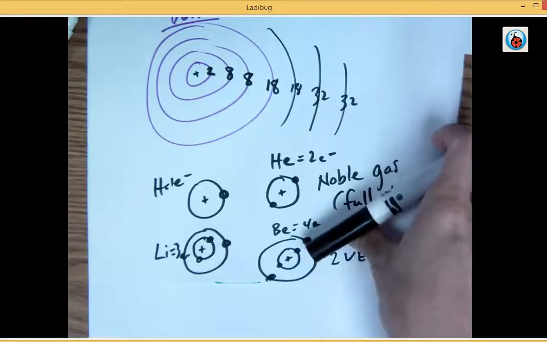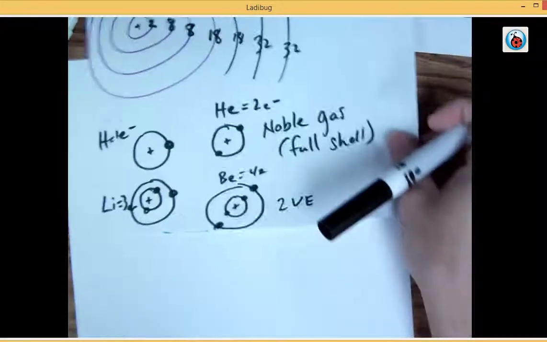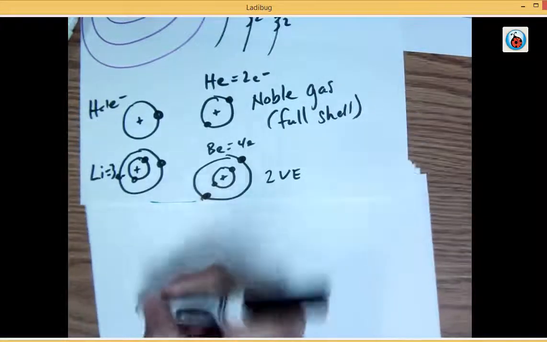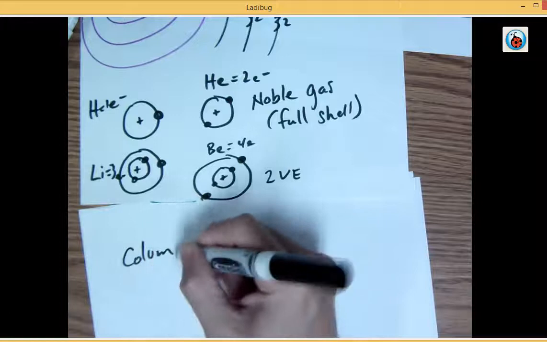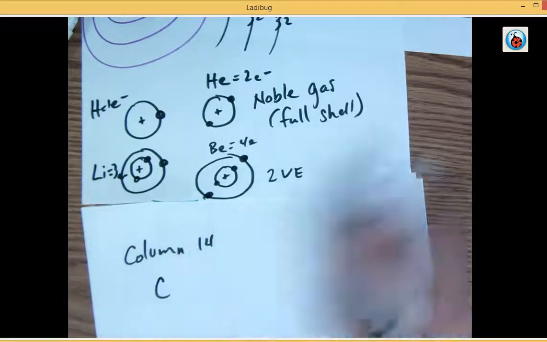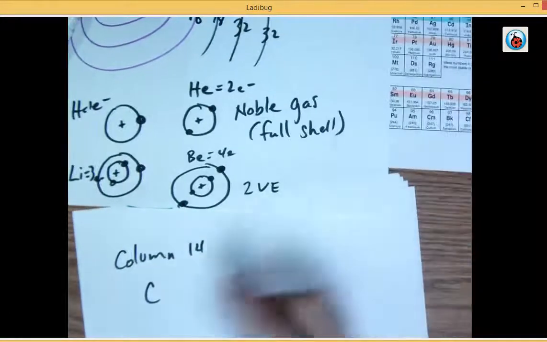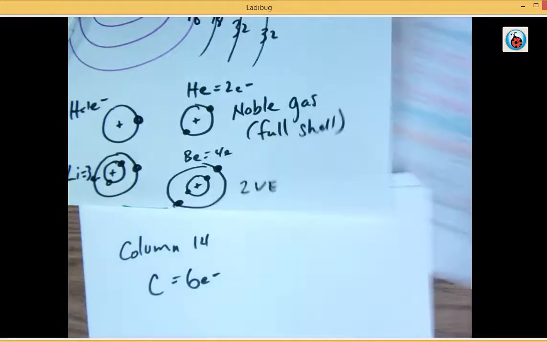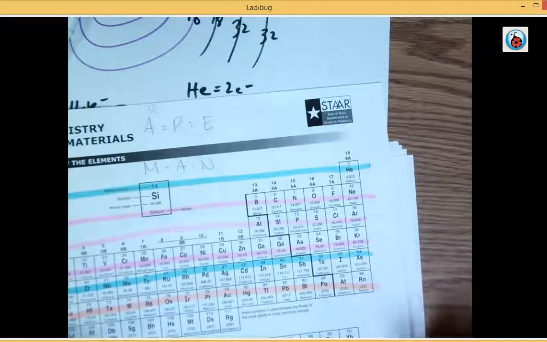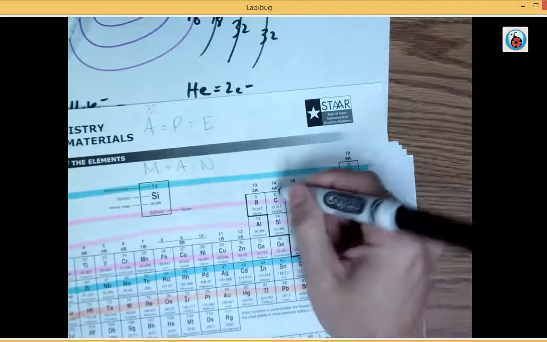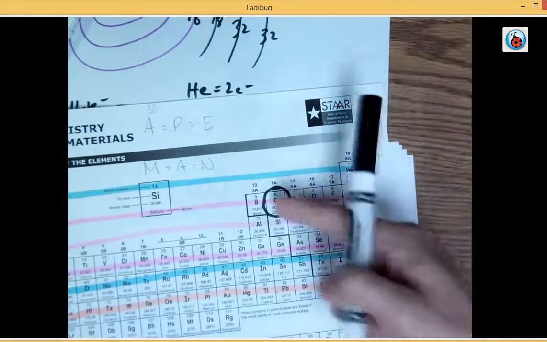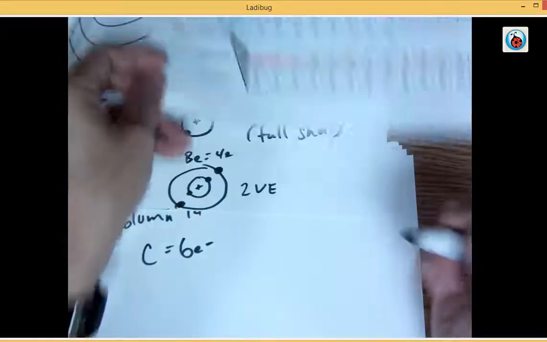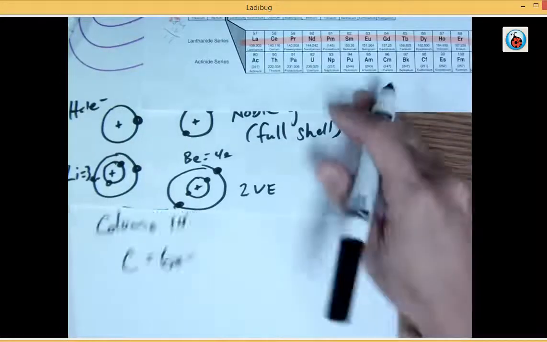So I'll do a couple more. Hop over to carbon, column 14. So carbon has 6 electrons. How do we know? Just a quick review here. How do we know carbon has 6 valence electrons? There's carbon right there. Its atomic number, 6, tells us there's 6 protons, and in a neutral atom it will have 6 electrons as well.